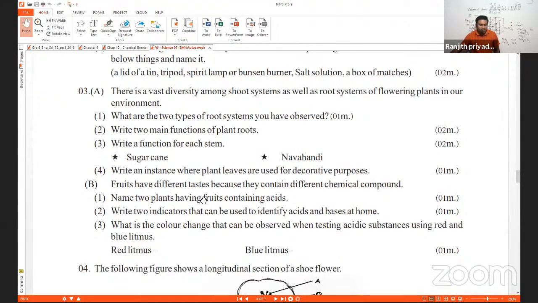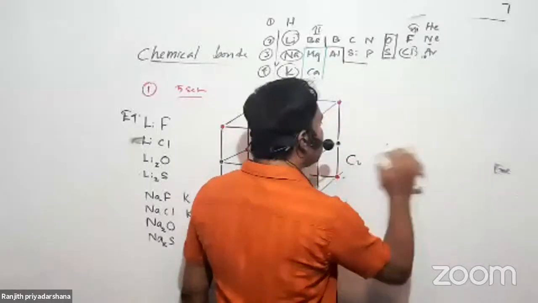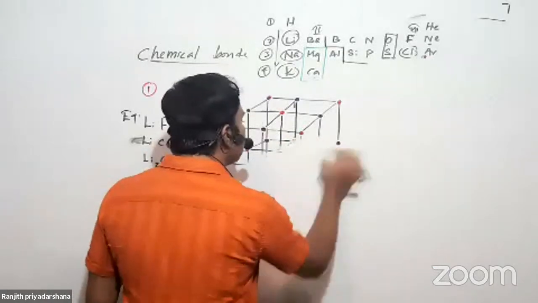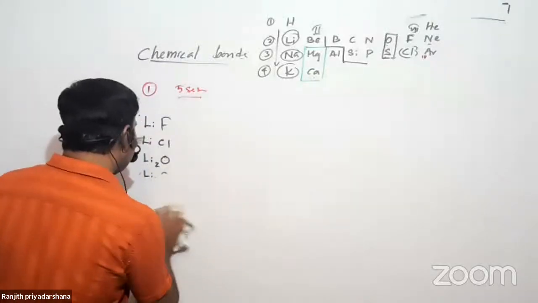Okay. So next, write two main functions of plant roots. To take in water and minerals from the soil, to anchor the plant, and to transfer food and minerals. Anchor the plant means, as given in your textbook, to fix the plant to the soil. Okay, that's the first function, to fix the plant to the soil.